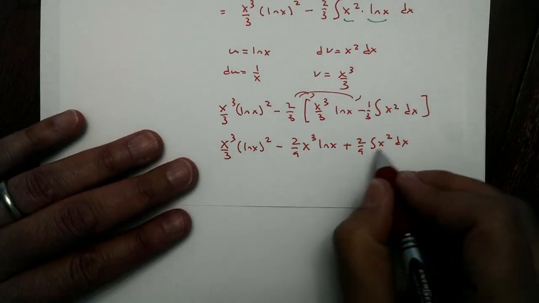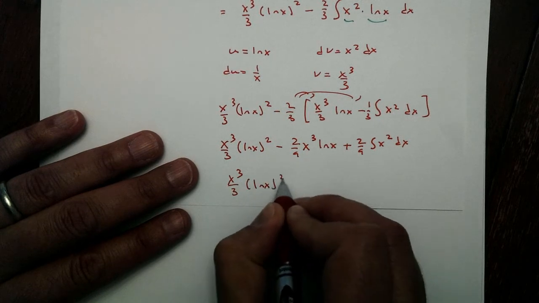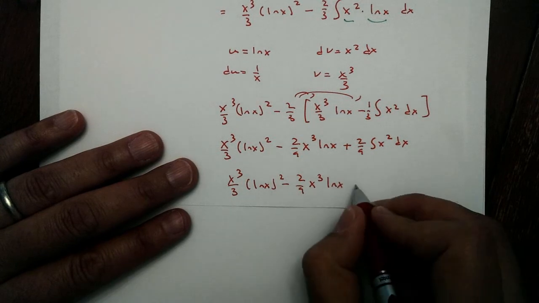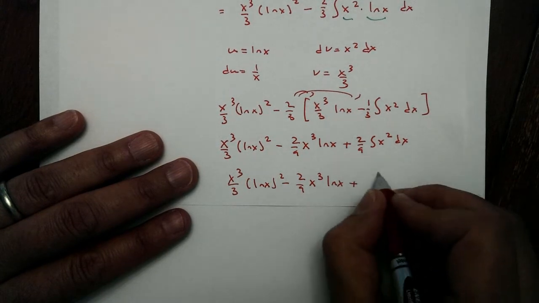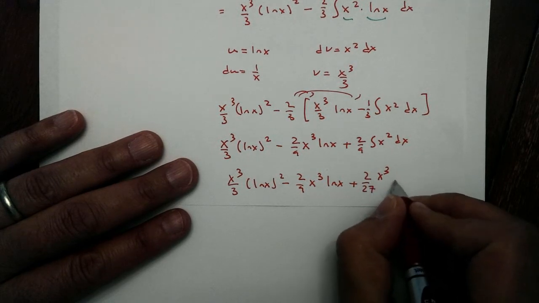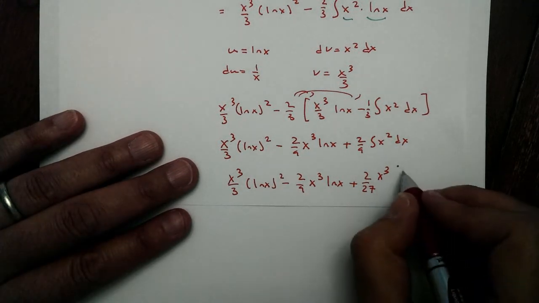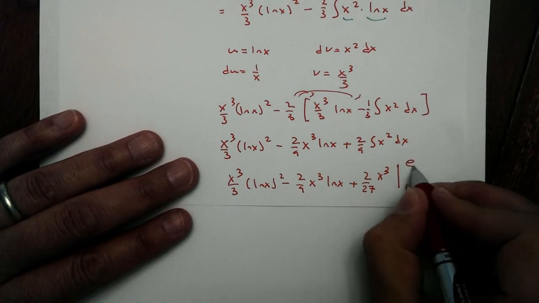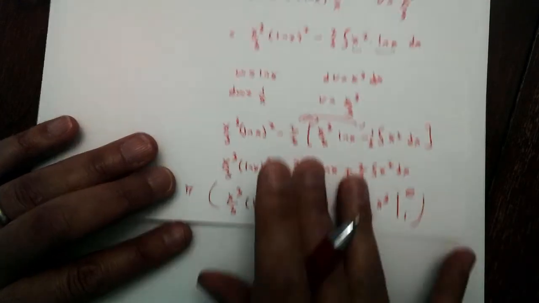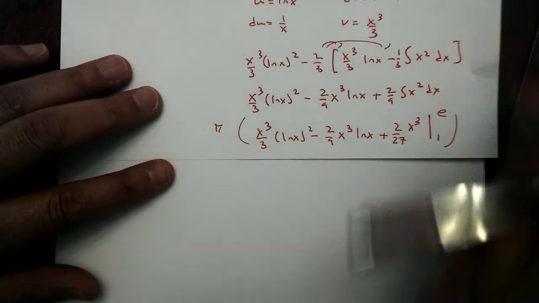I can integrate this now, and we're going to get x cubed over 3 natural log of x squared minus 2/9 x cubed natural log of x plus, remember, this becomes x cubed over 3, that becomes 2 over 27. And we are done, and we're ready to evaluate this from 1 to e. And again, at the end, don't forget to multiply all this by pi. Remember up there? So far away. But now we're ready for our answer.